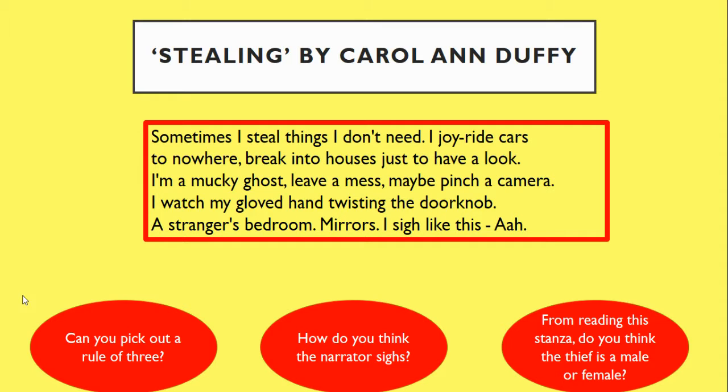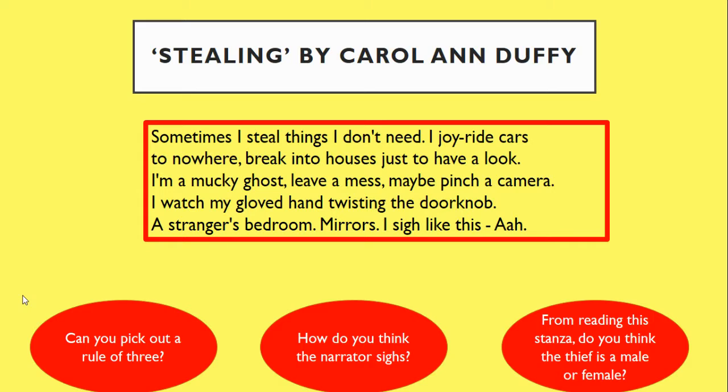Verse 3. So there are 3 questions here. Can you pick out a rule of 3? A rule of 3 could be 3 verbs or 3 adjectives in a sentence to describe a situation. So I might say, I like pizza, chips and beans. But I could also say smoking is dirty, unhealthy, and can make you ill. So I've used 3 words or phrases to describe or to persuade. Can you pick out a rule of 3 from verse 3?